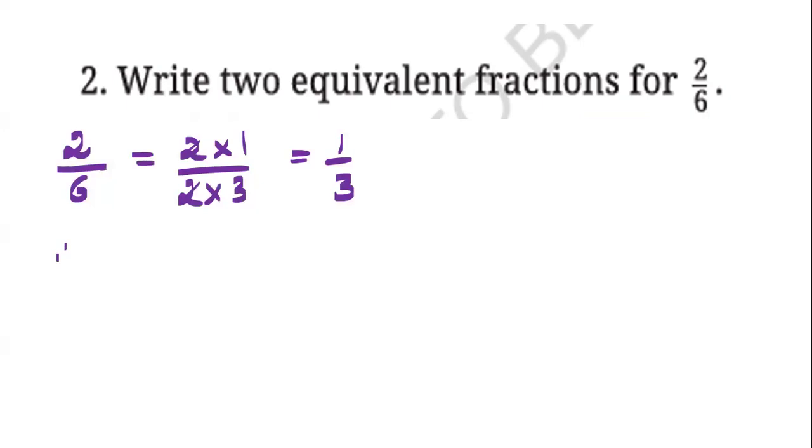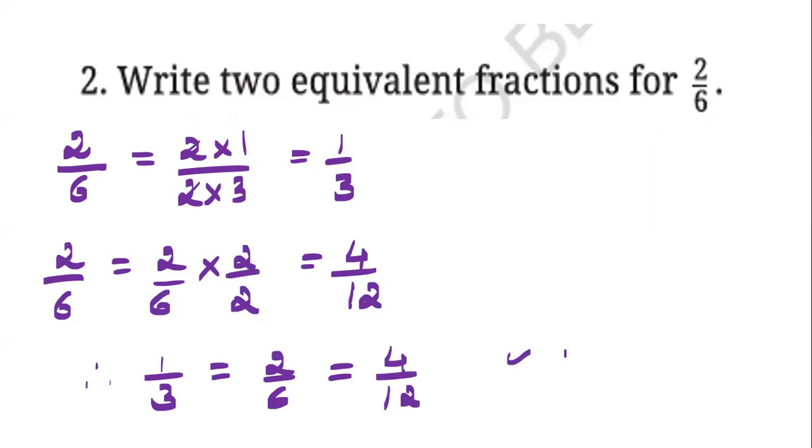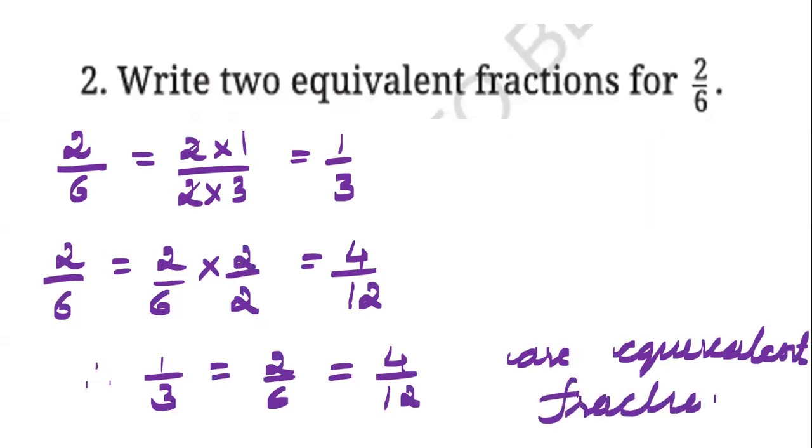Next, 2 by 6 is equal to, here we multiply by 2 divided by 2. Both numerator and denominator I am multiplying and dividing. This is 4 by 12. Therefore, 1 by 3 is equal to 2 by 6 is equal to 4 by 12, equivalent fractions.